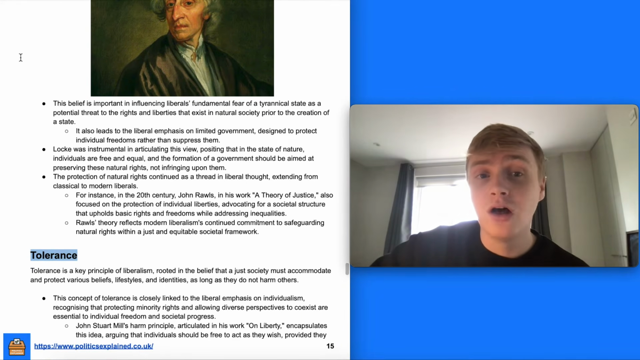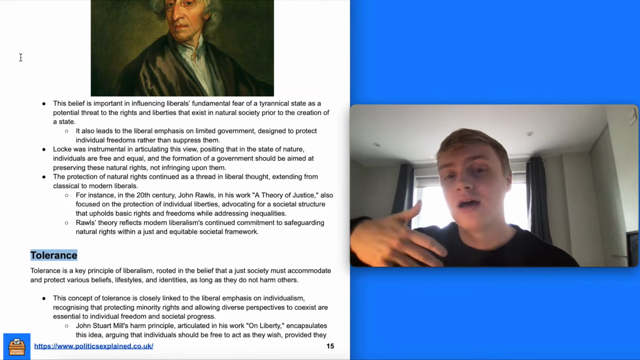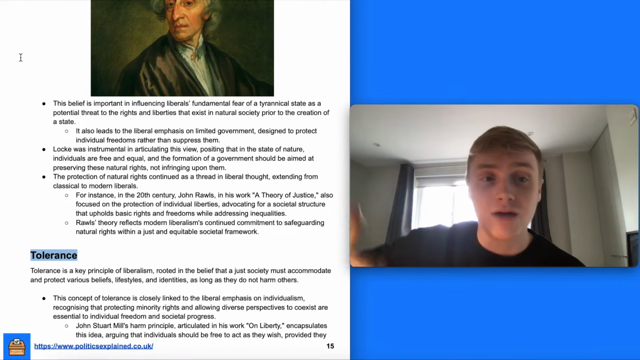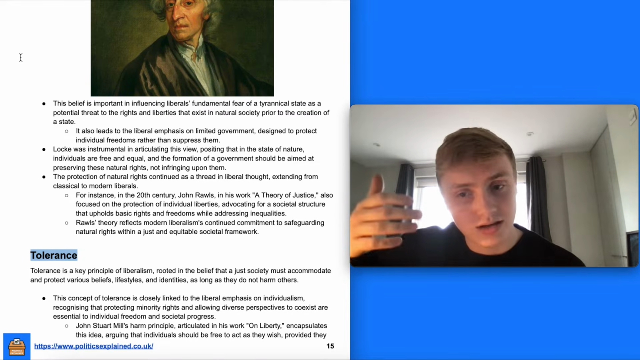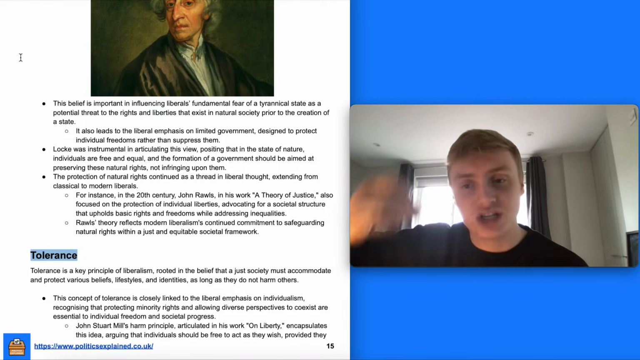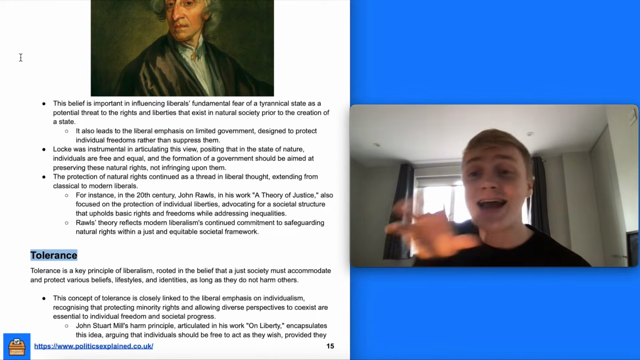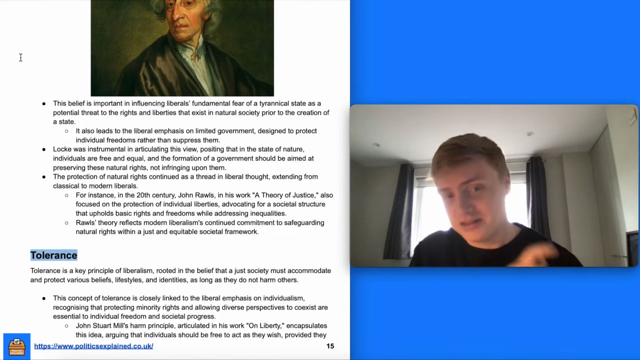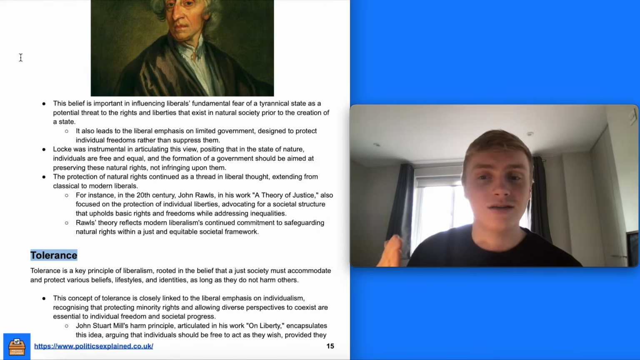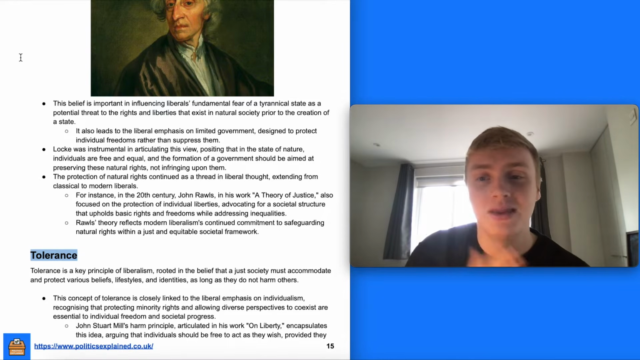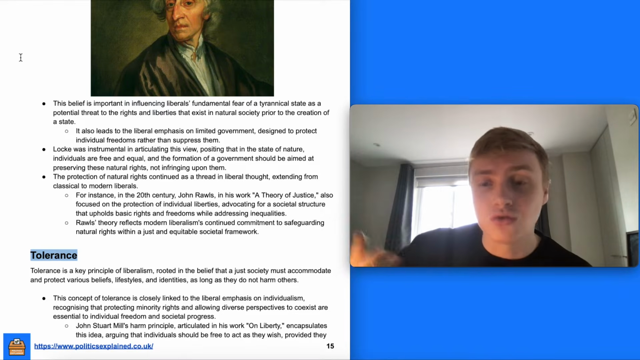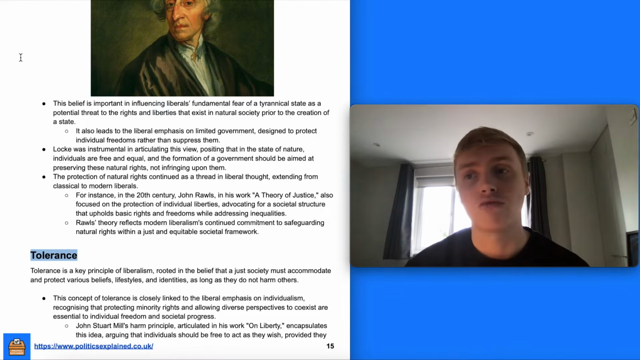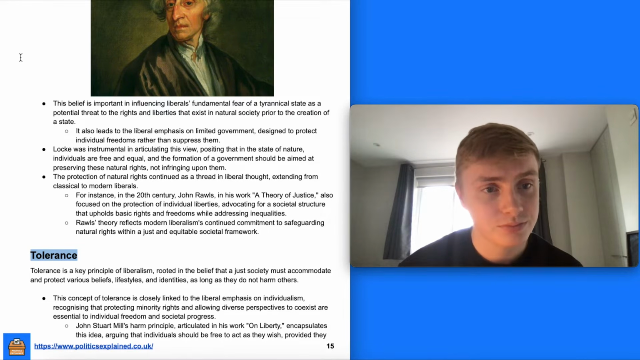And as I mentioned earlier, this is really key to influencing liberals' fundamental fear of an arbitrary, tyrannical state, as they believe that prior to the state, which is mechanistic, created like a machine by humans, in a natural society, individuals have these rights and these freedoms. Therefore, the state can only be a threat to that and should be really limited and carefully controlled and made a liberal state in order that rights aren't threatened.